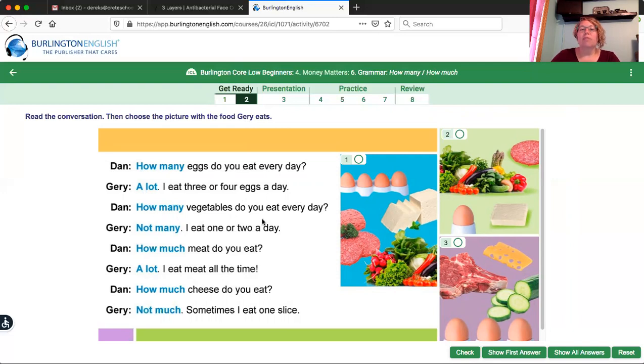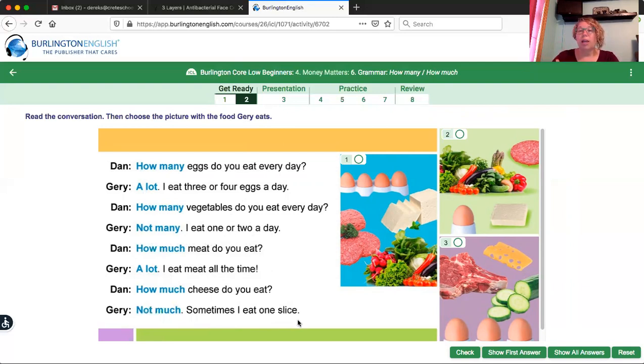How many vegetables do you eat every day? Not many. I eat 1 or 2 a day. How much meat do you eat? A lot. I eat meat all the time. How much cheese do you eat? Not much. Sometimes I eat 1 slice. Right, I've said the words for pronunciation.